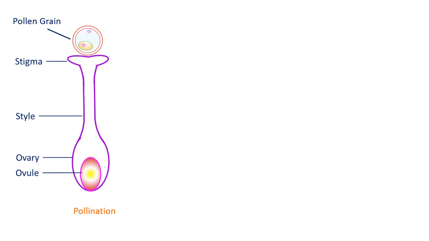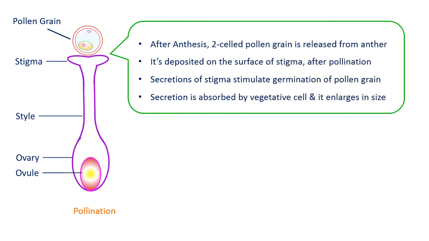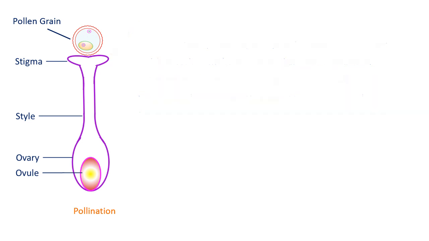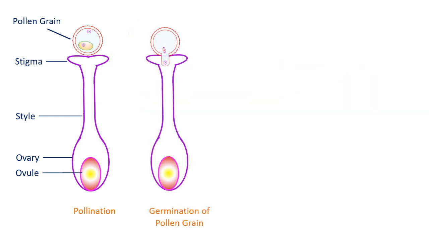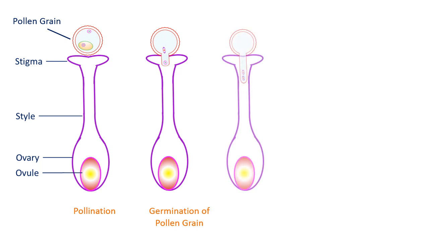Secretions of stigma stimulate germination of the pollen grain. These stigmatic secretions are absorbed by the vegetative cell. Therefore, it enlarges in size. Therefore, during germination, intine elongates to form a pollen tube, which will enter inside the style and elongate up to the ovule within the ovary. This entire process we will discuss in detail.